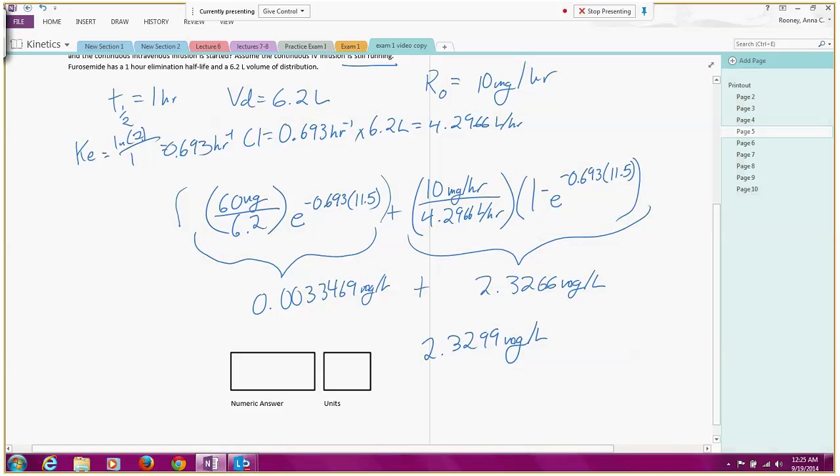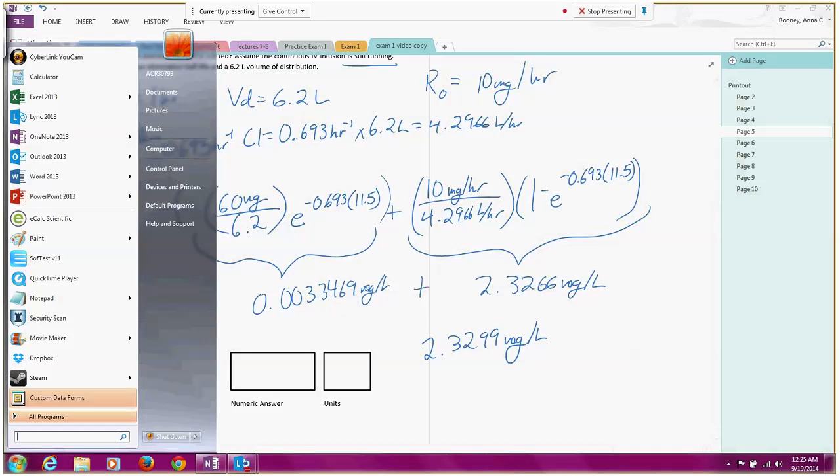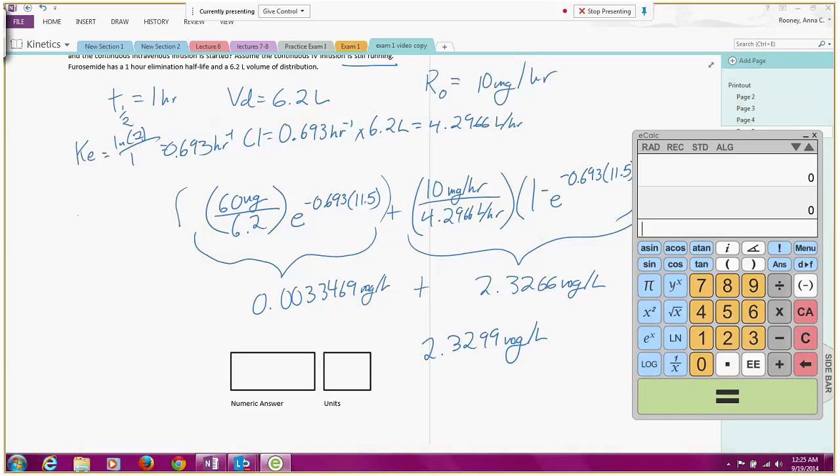So do we necessarily have to figure out this side of the equation? We didn't. We did not need to do that because we're past 5 half-lives. We could have done the laziest thing in the world, which is just find the concentration steady state, which is 10 divided by 4.2966, which you would have found is 2.327.